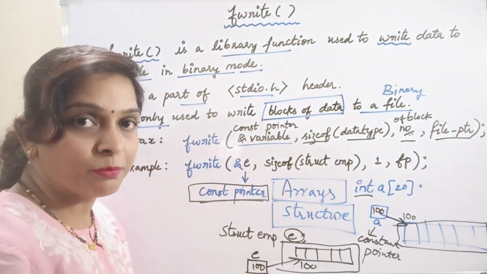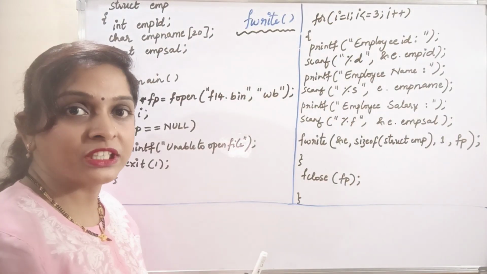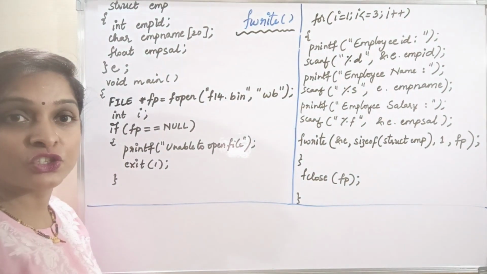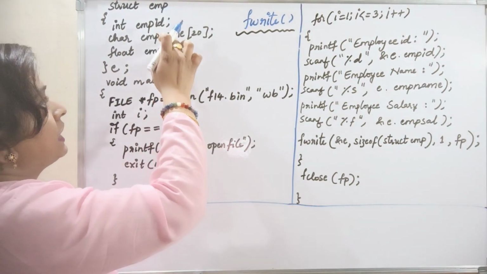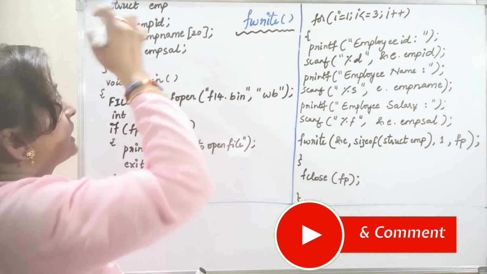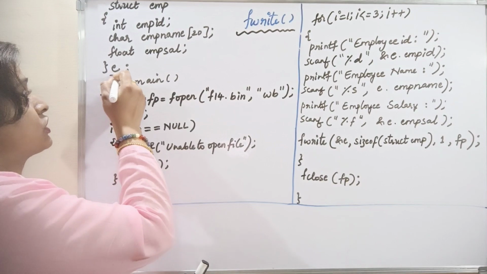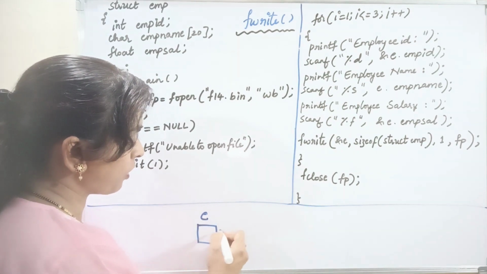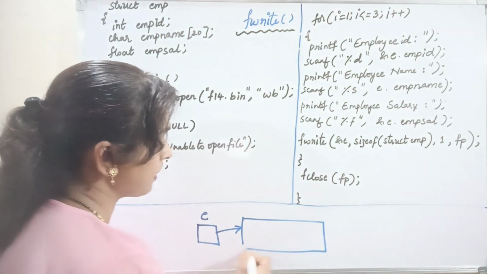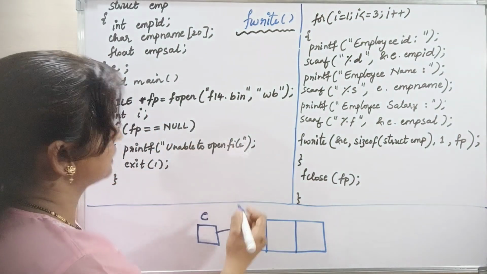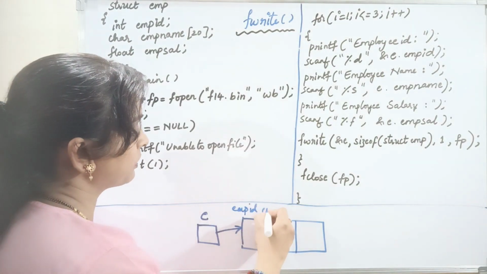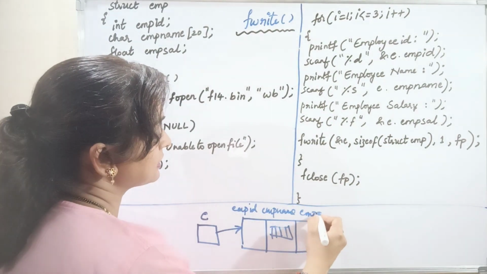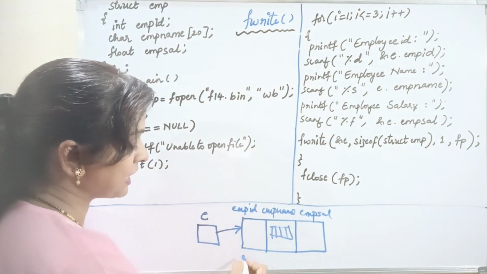Let us understand this with a complete program and also with execution. So here we go with a complete program to understand this fwrite function. We have a structure by name emp with the members emp id, emp name and emp salary, integer type, character array and float type, and we have the structure variable e. When I say structure variable e, it is a constant pointer that will be pointing to the structure members. So we have three members. One is emp id, the other one is emp name, which is an array, then emp salary.